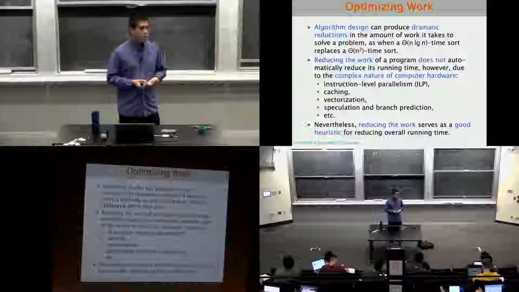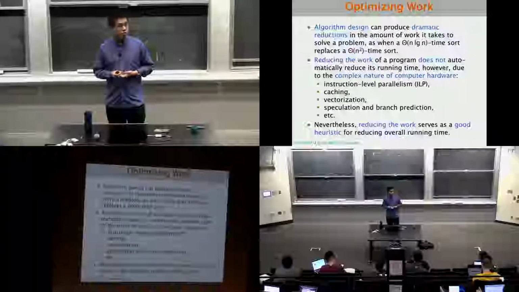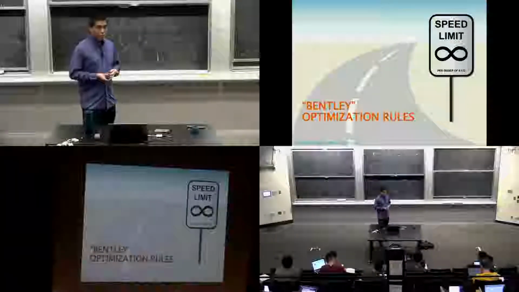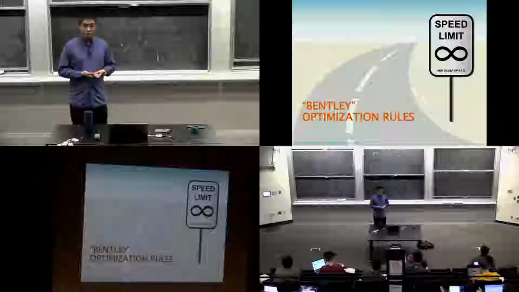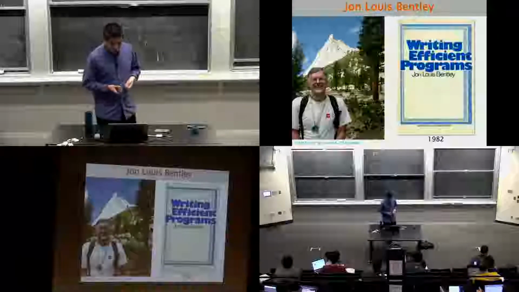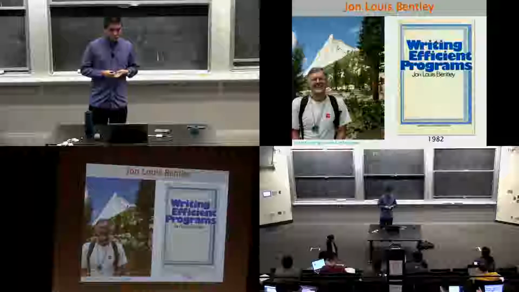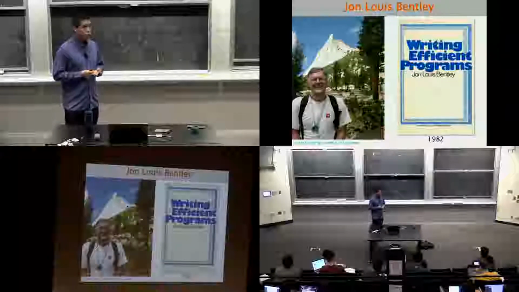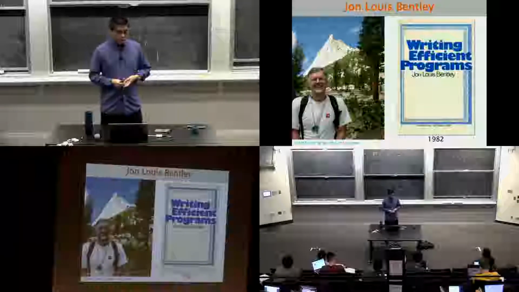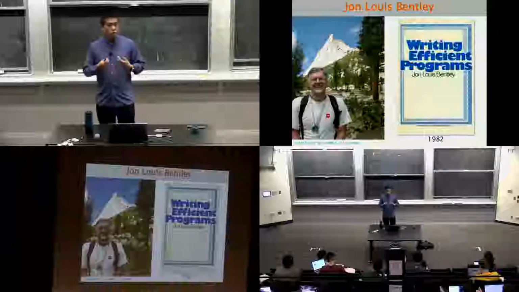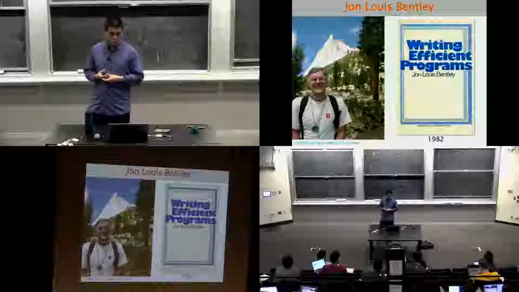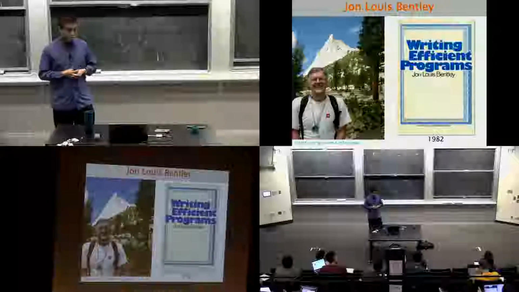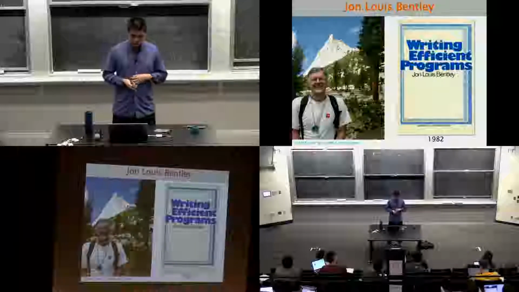So today we'll be learning about many ways to reduce the work of your program. The rules that we'll be looking at, we call them Bentley optimization rules in honor of John Lewis Bentley. John Lewis Bentley wrote a nice little book back in 1982 called Writing Efficient Programs. Inside this book, there are various techniques for reducing the work of a computer program. If you haven't seen this book before, it's very good, so I highly encourage you to read it.